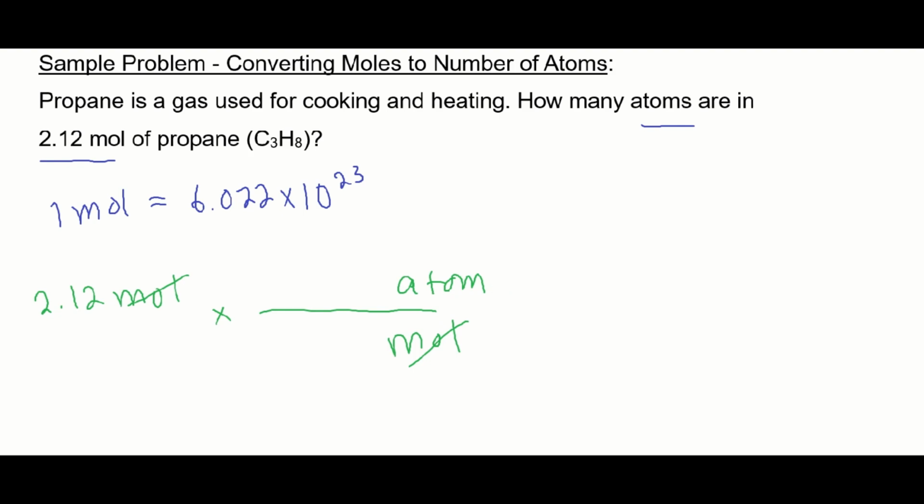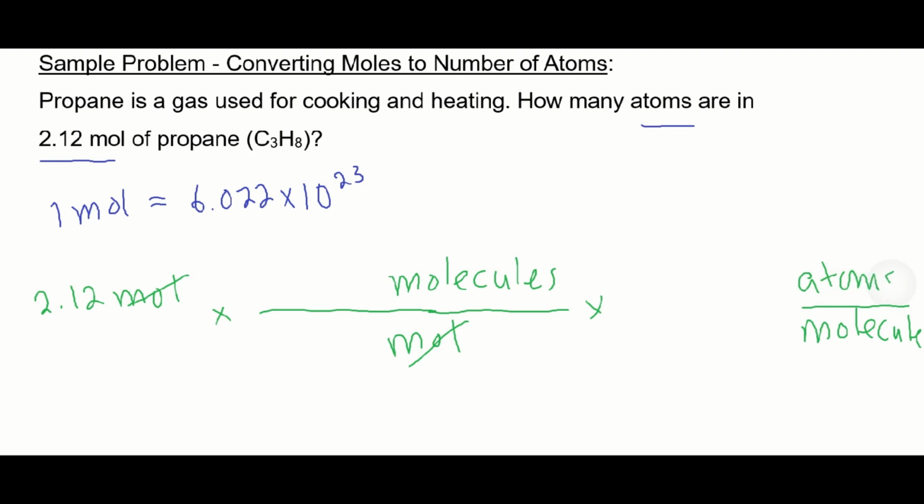Now hold on, we're gonna need another step here. So we need to go from moles to molecules. Moles to representative particles first, and then we can turn molecules into atoms. Because we don't have moles to atoms, this molecule of propane has 11 atoms in it.